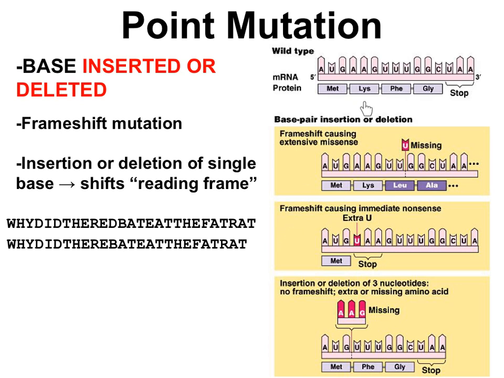Here, the normal sequence of AAG is a codon for lysine, but an insertion of a U nucleotide introduces a premature stop codon. Now that protein will really be messed up.